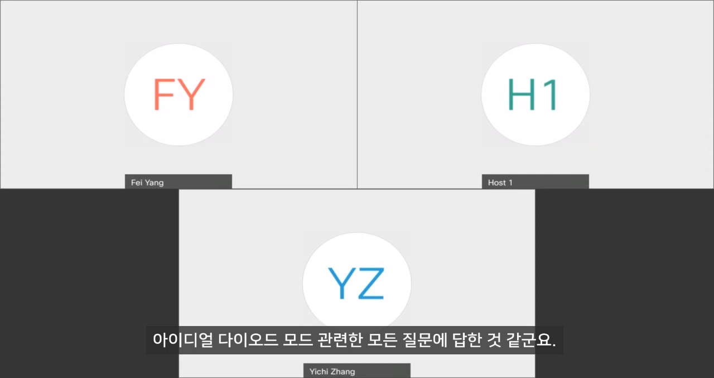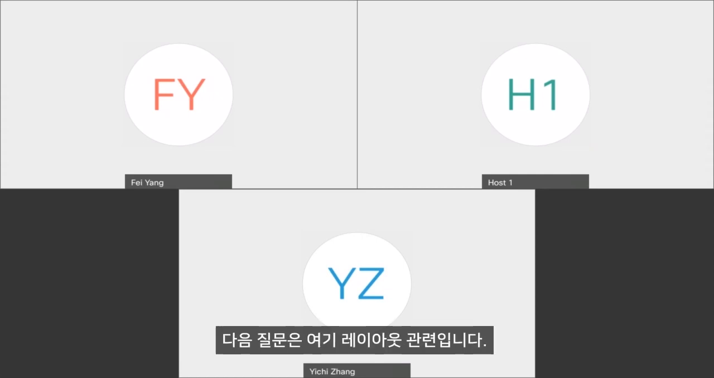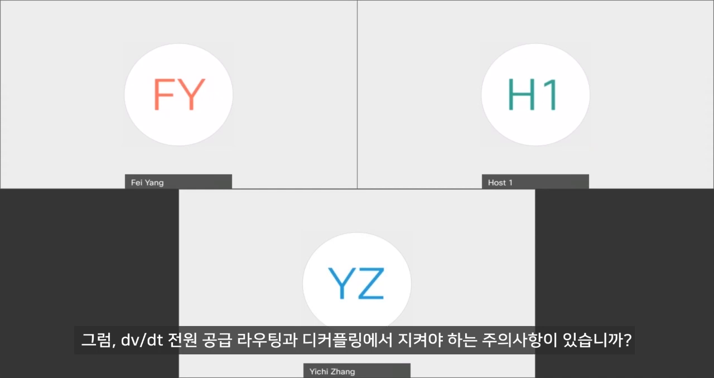Yeah, I believe you already answered all the questions regarding the ideal layout mode. And the next question is regarding the layout here. Are there any precautions that need to be observed for the VDD power supply routing and decoupling?